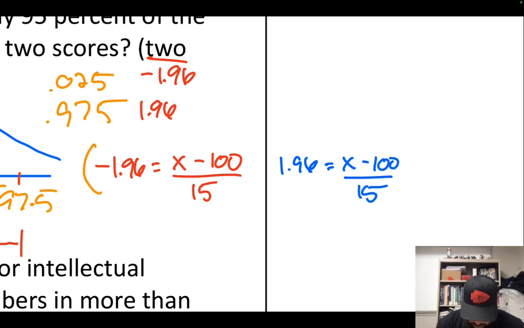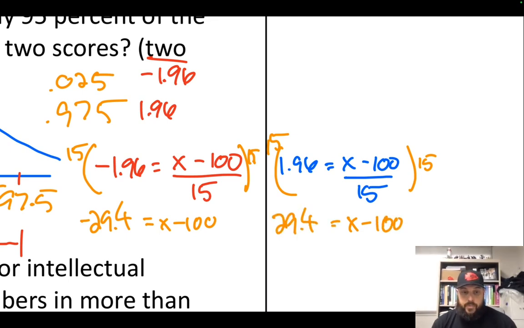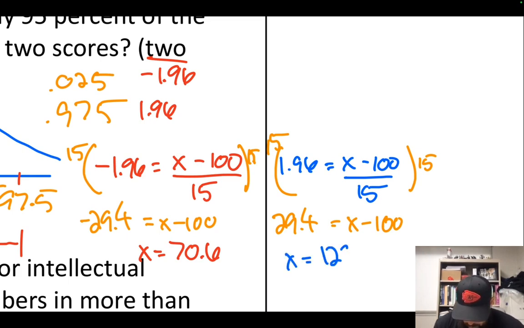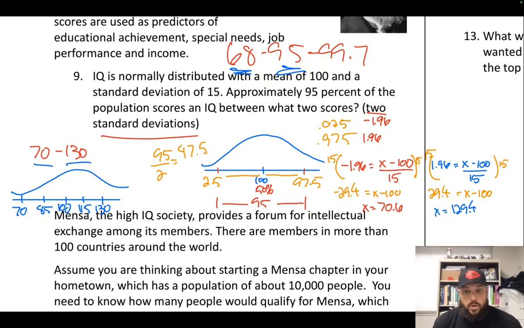All right, so on both sides, I'm going to multiply both sides by 15. And that will give us x minus 100 equals a negative 29.4 here. And this will give us x minus 100 equals a positive 29.4 there. And then we add 100 in both cases. And over here, we get an x value of 70.6. And over here, we get an x value of 129.4. Both of those pretty darn close to what we had said here of 70 to 130.